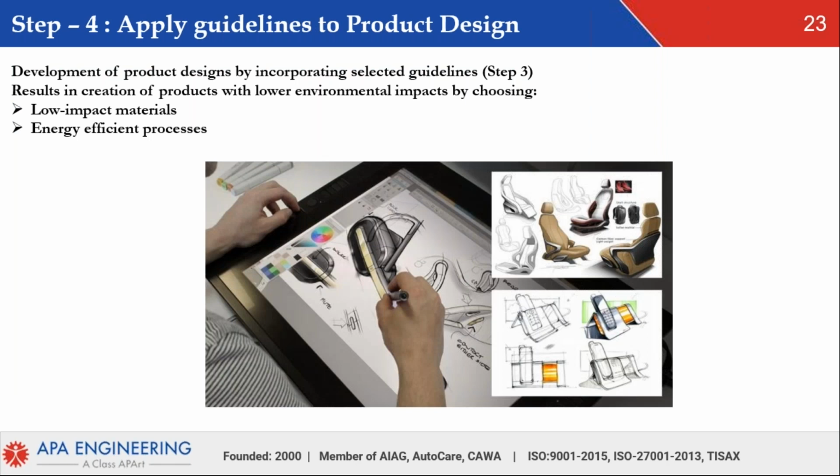Moving on, the fourth step is applying the selected DFE guidelines to the product design. By assessing the product requirements, we can apply the most relevant DFE guidelines during the initial product design phase itself. More importantly, the DFE guidelines may inspire product development teams to come up with an improvement in the functionality and durability of the product. This will result in the product having a reduced environmental impact by choosing low impact materials such as recycled materials, biodegradable materials, or materials sourced from sustainable sources. Secondly, energy efficient processes during both production and use. In addition to that, selecting the minimal waste generation method to reduce the amount of waste generated throughout the life cycle of the product. Next slide.